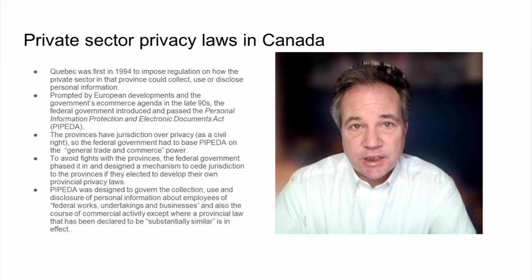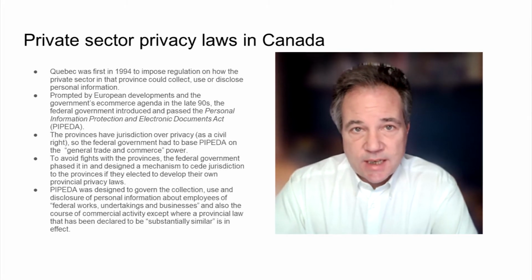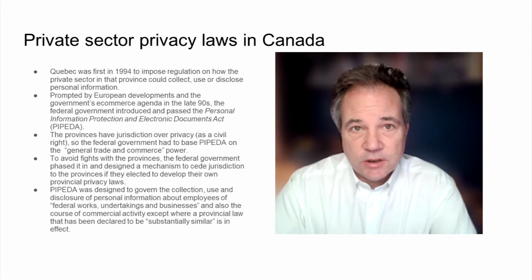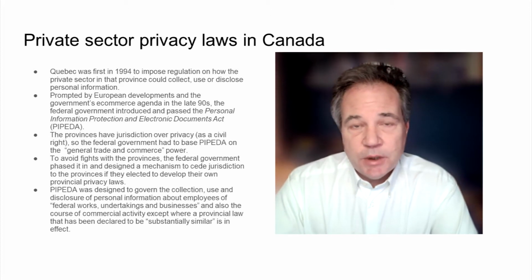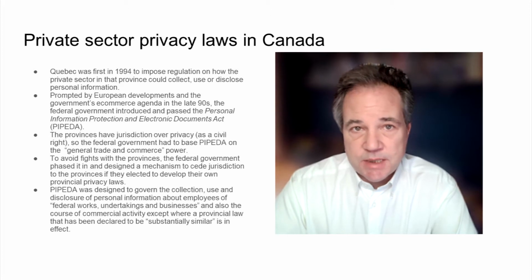Phase 1 came into effect on January 1, 2001, and it fully came into effect on January 1, 2004. The reason for that phase-in was because provinces also have jurisdiction over privacy. Actually, provinces in Canada have better jurisdiction over privacy because under our constitution, the provincial legislatures have exclusive jurisdiction over property and civil rights. The federal government wanted to come up with a statute, and in order to do that, rooted it in the general trade and commerce power that's included within our federal constitution that reserves that power to the federal parliament. But in order to avoid fights, they designed a mechanism so that if a province were to enact a privacy law that was deemed to be substantially similar, the federal government could cede that territory.